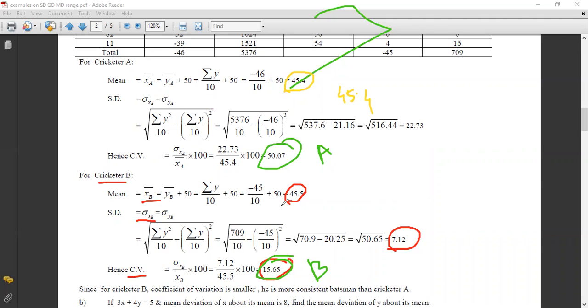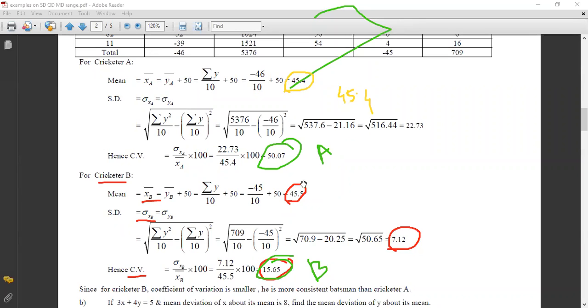So we always go for the consistent player, who will give some result. So that is the meaning of the dispersion calculation, or the coefficient of variation calculation. Coefficient of variation checks whether the player is consistent or not. Okay.